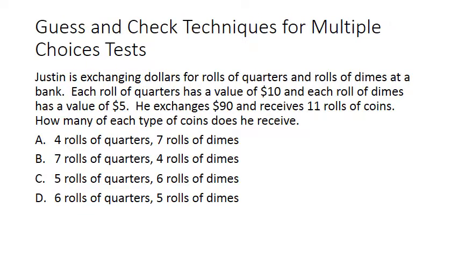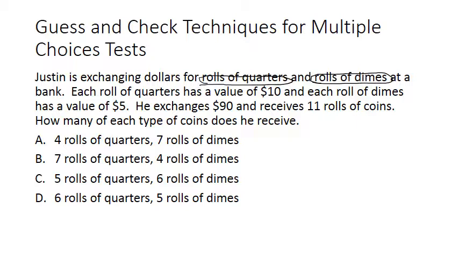For our second example, let's see how we can apply guess and check techniques on a multiple choice test. And the problem we're given in this case is that we have a guy named Justin. He's exchanging dollars for rolls of quarters, and I'm going to circle that because that's kind of important, and then rolls of dimes. And he's going to exchange some money for rolls of quarters and dimes at a bank.